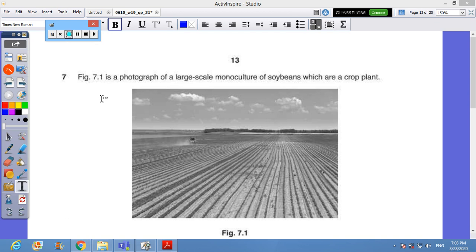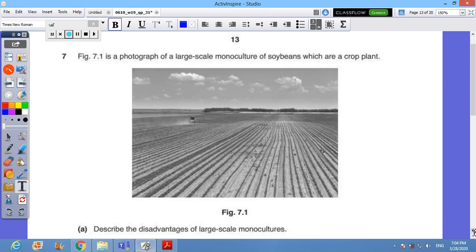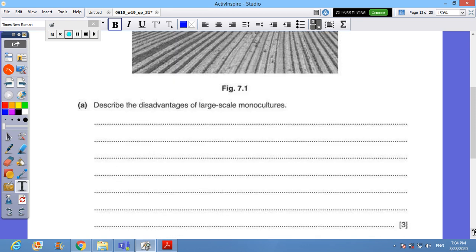Hello, assalamu alaikum everyone. We are back and we are doing question 7. Figure 7.1 is a photograph of a large-scale monoculture of soybeans, which are crop plants. You can imagine that this area was covered with trees. Those trees were eliminated in order to use this area to plant one crop. And the question is, describe the disadvantage of large-scale monoculture, which is what I have just explained.